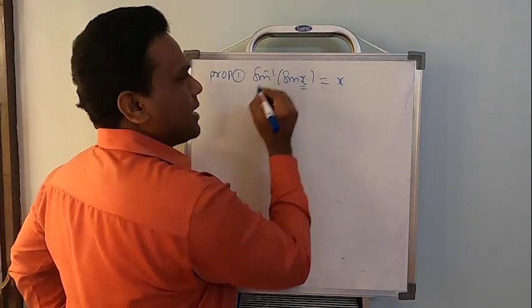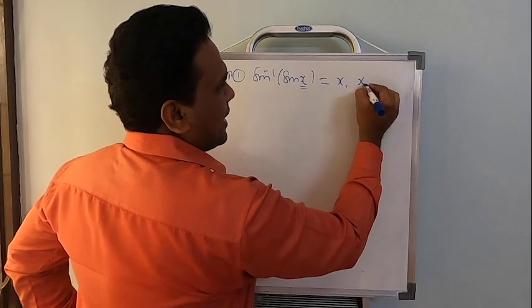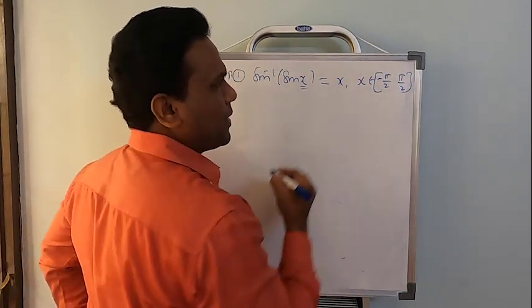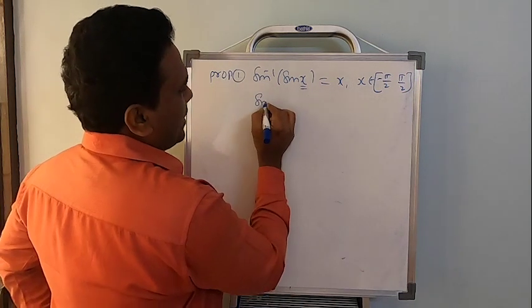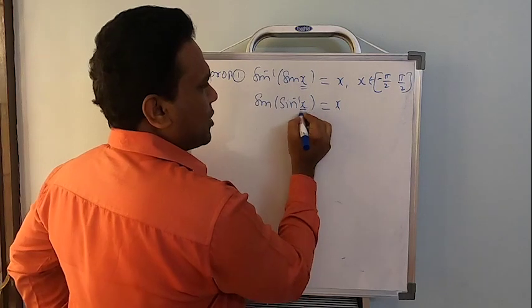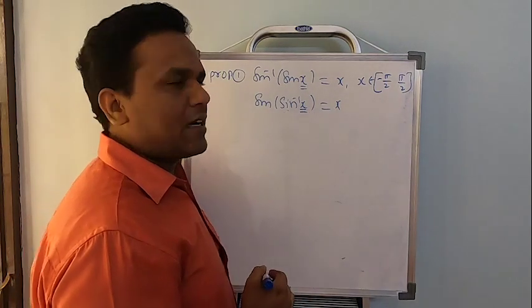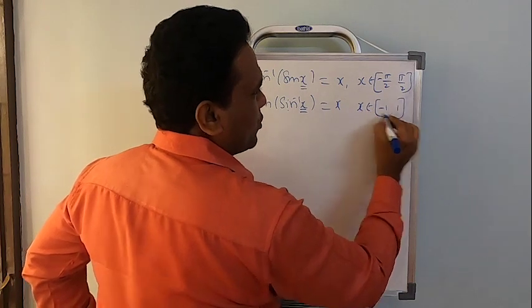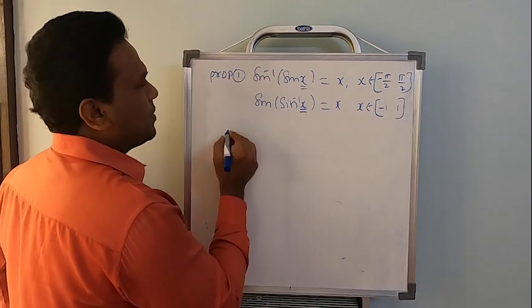If x is inside a normal trigonometric function, then x should be in terms of radians, so minus pi by 2 to pi by 2. Just below this we can write sine of sine inverse x equal to x. Now x is inside the inverse trigonometric function, so x should be a real number, minus 1 to 1. So that's property number 1, the first one.